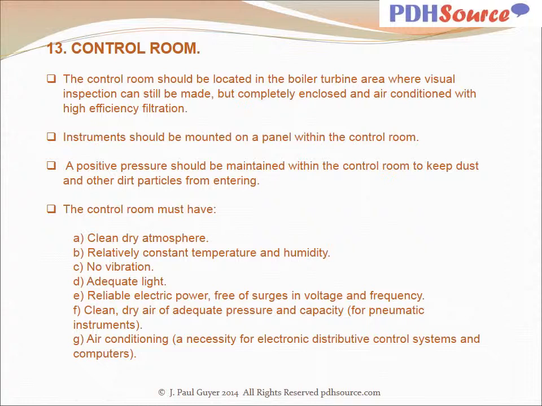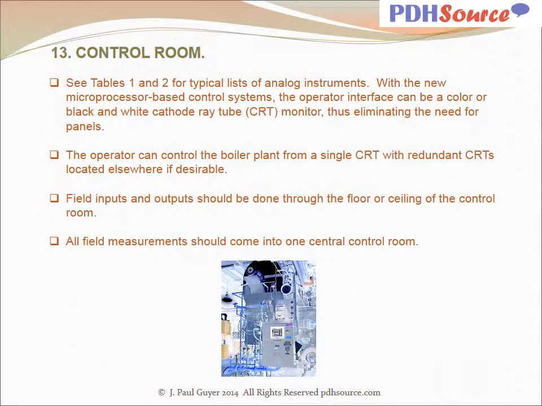The control room should have the following: clean, dry atmosphere, relatively constant temperature and humidity, no vibration, adequate light, reliable electric power free of surges in voltage and frequency, clean, dry air of adequate pressure and capacity for pneumatic instruments, and air conditioning, which is a necessity for electronic distributive control systems and computers. See Tables 1 and 2 for typical lists of analog instruments.